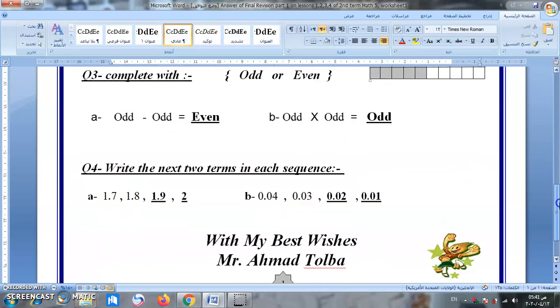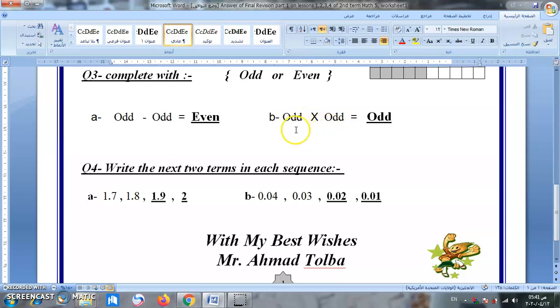The next exercise, complete with odd or even. كمل يا شباب بالعدد، يا اما تكتب لي فردي او زوجي. Here odd minus odd, or odd subtracted by odd, equals even. لما نطرح يا شباب فردي من فردي هيساوي رقم زوجي. Give me an example. اديني مثال كده. لما اطرح مثلا 9 minus 7, we will have 2. It's even, يعني رقم زوجي. Odd times odd, or odd multiplied by odd, فردي ضرب فردي, also equals odd. Give me an example. اديني مثال.